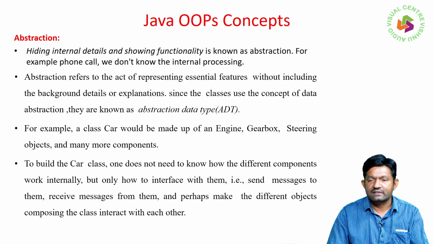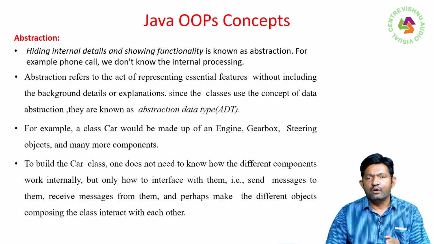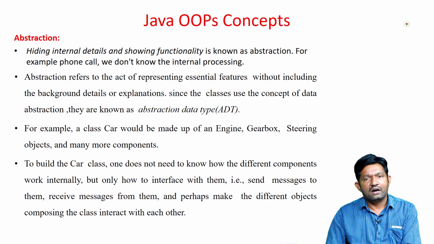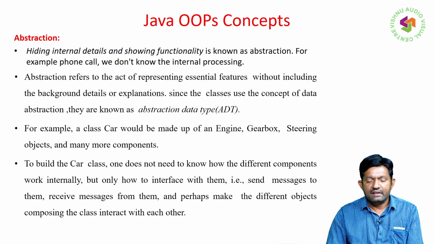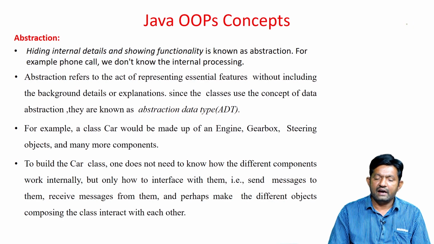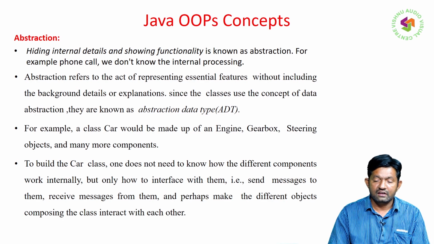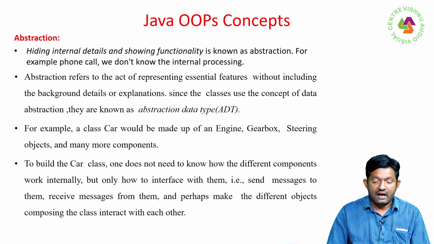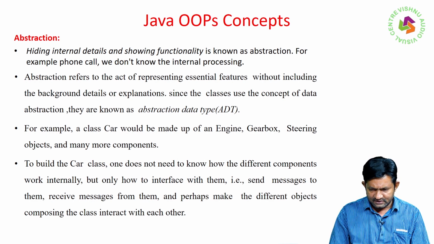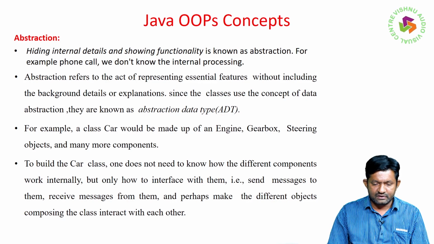We don't know the internal functionality of how we are sending the images, the videos, or the audio messages to your friend's or father's mobile number. So the OOPS concept here is hiding internal details and showing functionality, known as abstraction. Abstraction refers to the act of representing essential features without including the background details or explanations. Since classes use the concept of data abstraction, they are known as abstract data types, that is ADT.